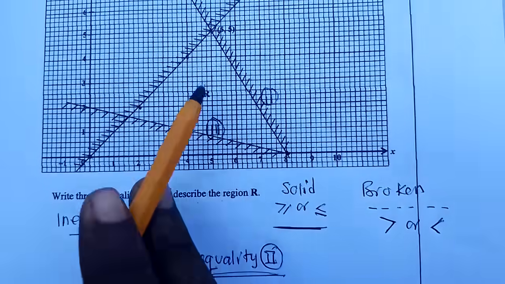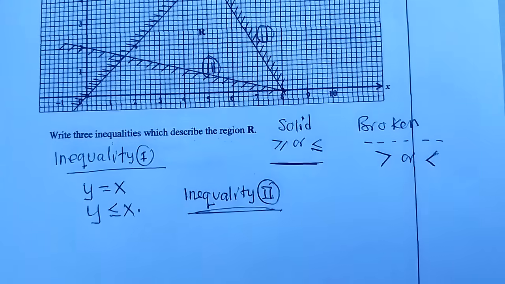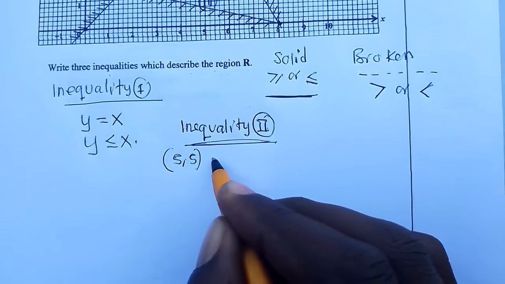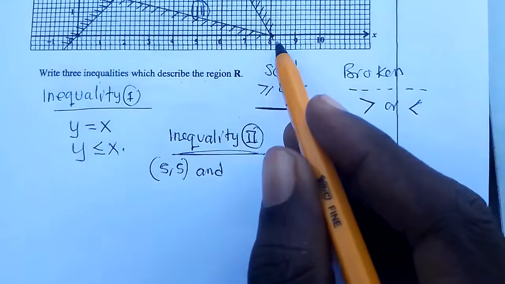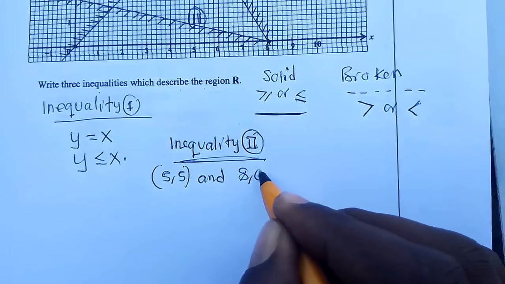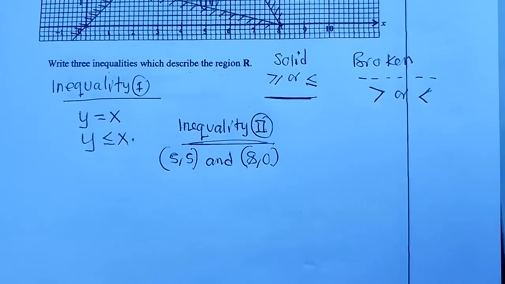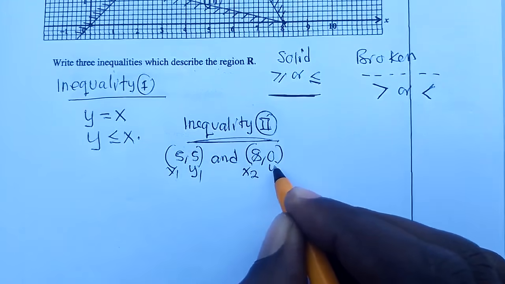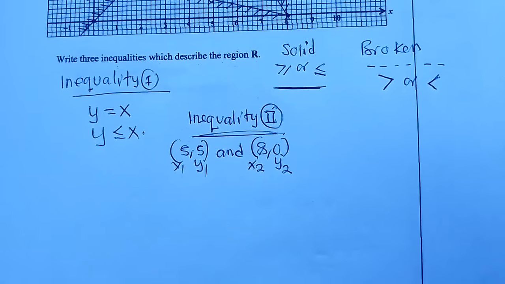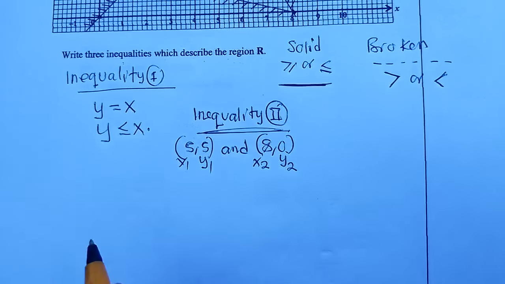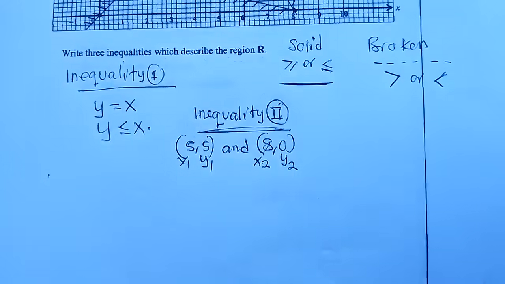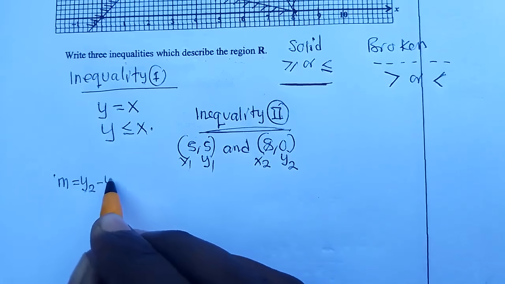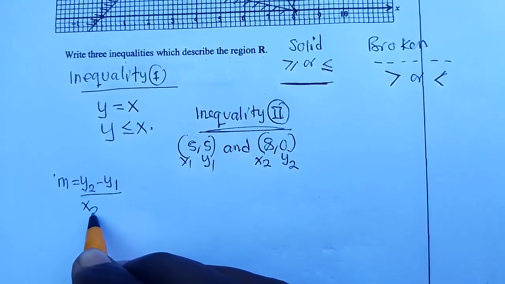Then you find the gradient. So what are we going to do? You say that is (5, 5), and this is (8, 0). Then we find the gradient. This is your x1, this is your y1. This is your x2, this is your y2. So we are going to calculate the gradient, where gradient is equal to y2 minus y1 over x2 minus x1.